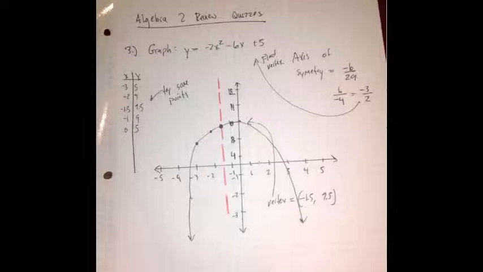Then we want to plug the axis of symmetry back into our equation to get what y is so we can get a point. Then we test other points around it, as you can see on the chart on the left, the x and y. And once we graph a couple points, we can get an idea what the shape of our parabola is going to be. Then we just draw our parabola as we did here.